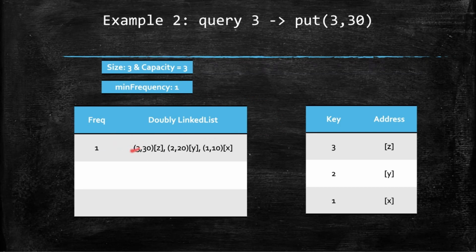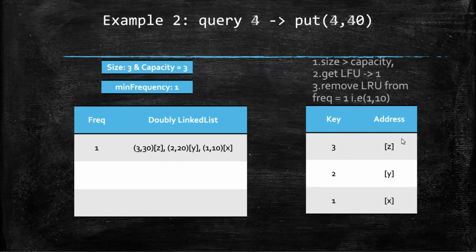So I will insert that 3 from the front of the doubly linked list. Now 1 comma 10 is the least recently used, and I will insert that 3 comma z, which is the address at which this node is present, to my key comma address map. Next operation is put 4 comma 40.